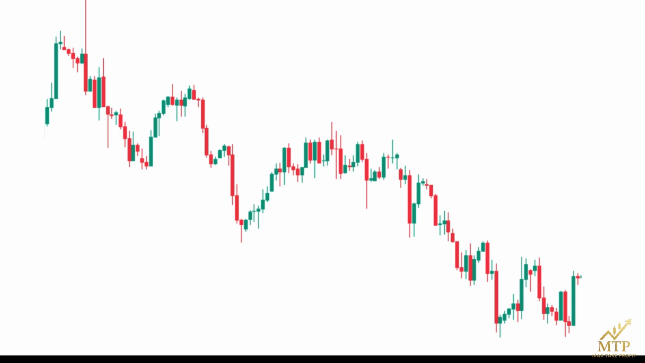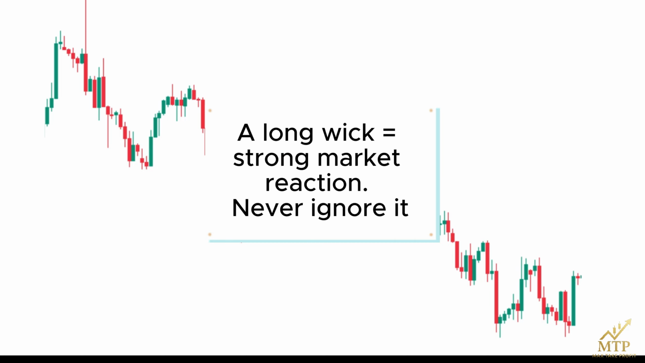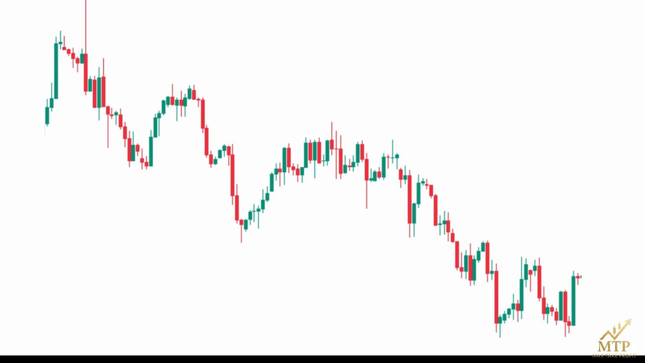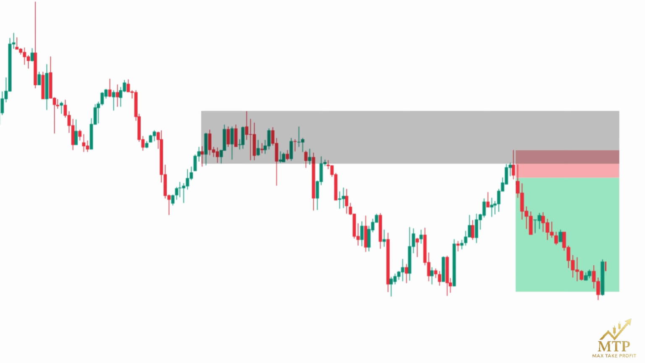4. Ignoring wicks. Wicks tell an important story. They show where price was rejected. Many beginners focus only on the candle's body and miss crucial information. A long wick equals strong market reaction. Never ignore it.